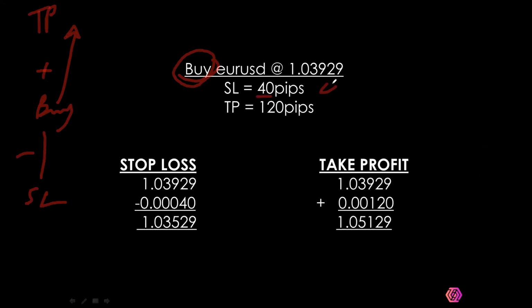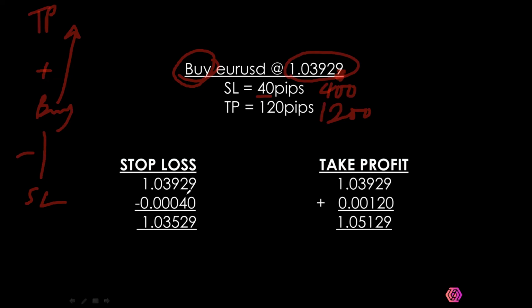Don't forget 40 pips is also known as 400, right? 400 what? 400 points or 400 pipettes. And TP is 120 pips, which is also known as 1,200, right? 1,200 pipettes or points. Now, this is the price that we bought. But the last digit here is known as a point, is known as a pipette, right?